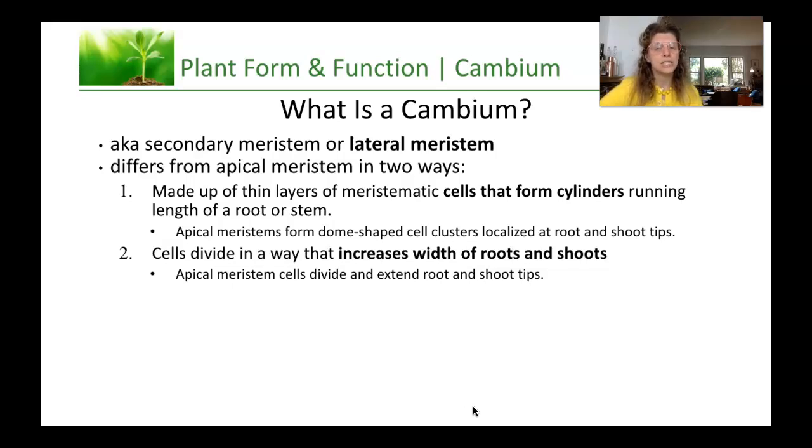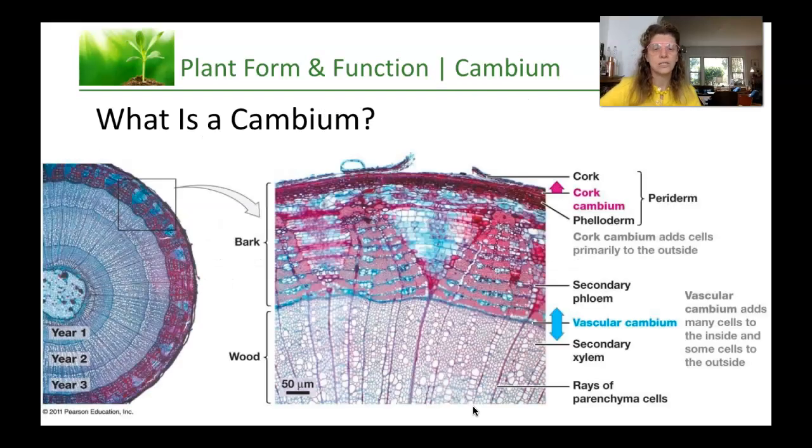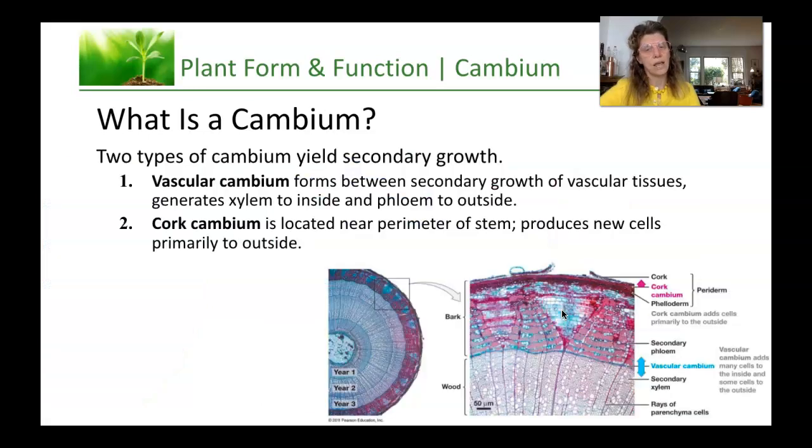Remember, cambium is just secondary meristem or lateral meristem. It's made up from thin layers of meristematic cells that form cylinders, and cells divide in a way that increase the width of the roots and shoots. And this is just showing you that image of it. Remember, we talked about the secondary phloem and the secondary xylem. We have cork cambium, which is going to be right here and increasing in this direction. And our growth is really going to be happening right here with the vascular cambium. So two types of cambium secondary growth.